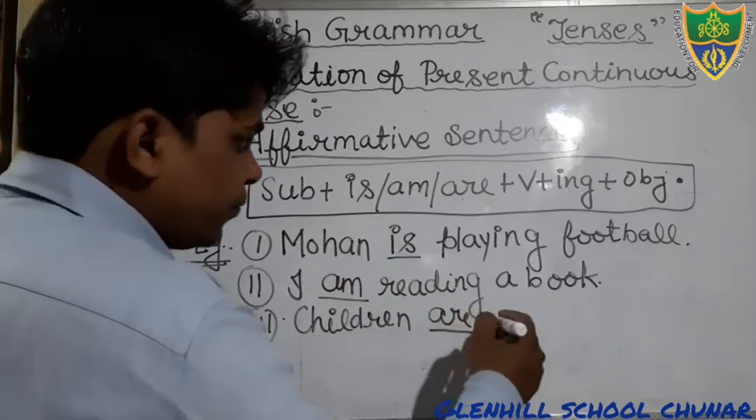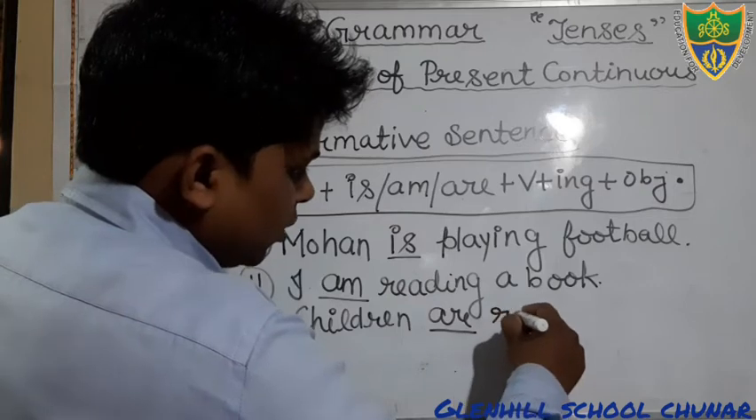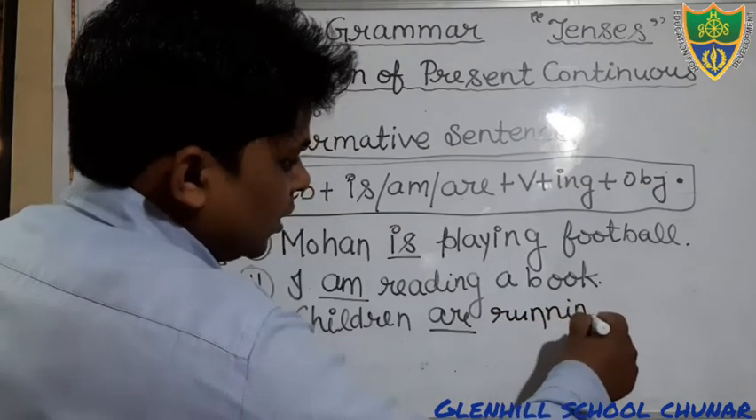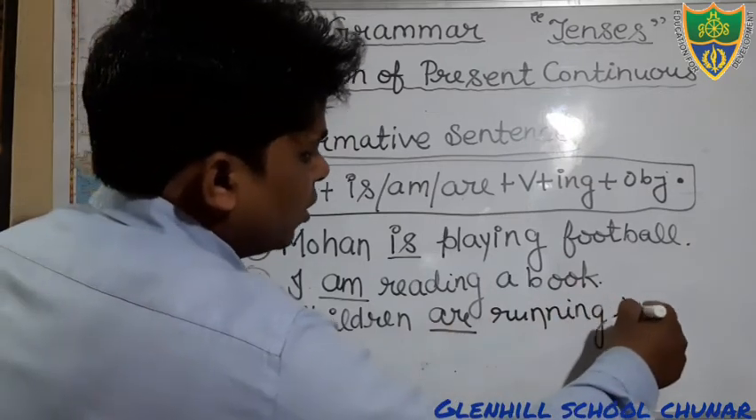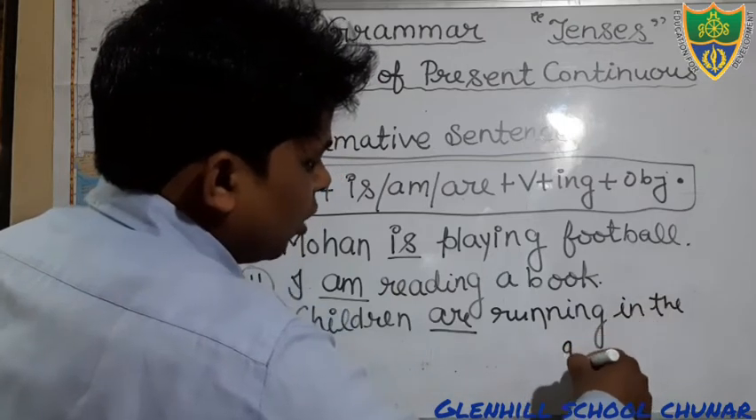Children are, suppose that your verb is run, to which we will add ing. Children are running in the field. In the field or in the ground.